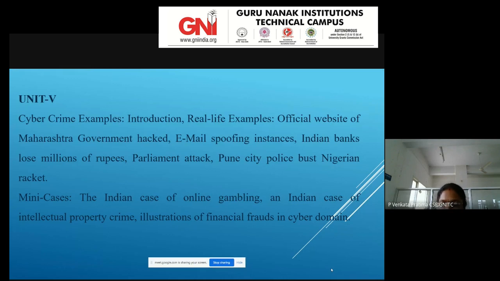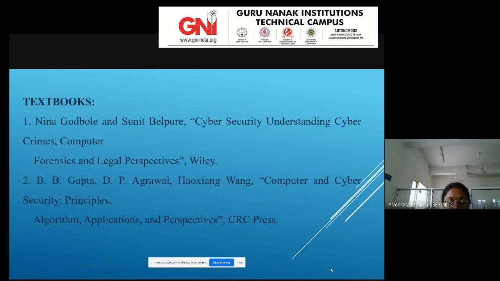Before that, let me tell you the textbooks. These are the two textbooks. One is Cyber Security: Understanding Cyber Crimes, Computer Forensics and Legal Perspectives. Another one is Computer and Cyber Security: Principles, Algorithm, Applications and Perspectives. These are the two textbooks where you can find the syllabus content. You can use either textbook, or take it from the library, where you can find the textbooks and study them. So these are the two textbooks we will be using.